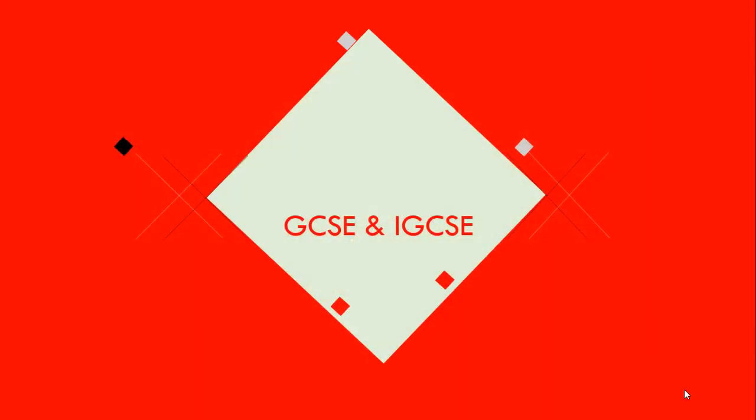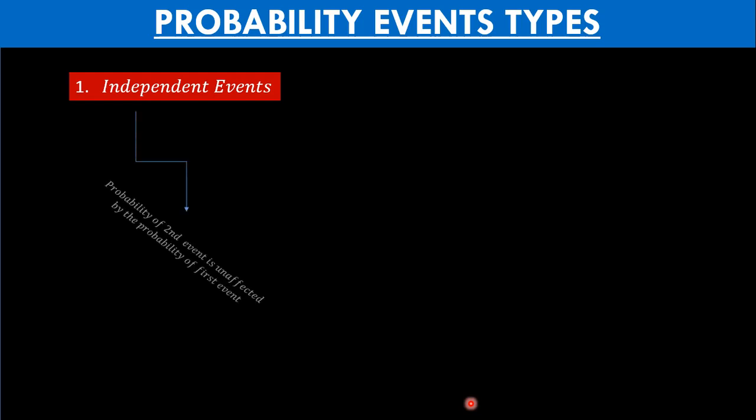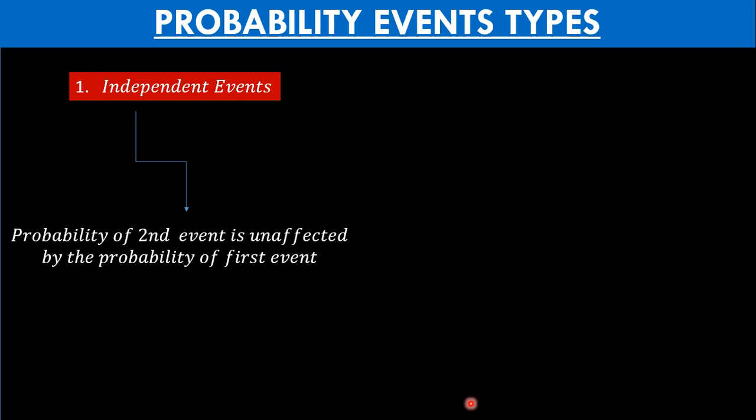This is the second tutorial in my series on the topic probability. If you've been watching my previous video on probability, we have talked about the probability event type number 1, that was independent event. Independent events are the events in which the probability of the second event is unaffected by the probability of the first event.